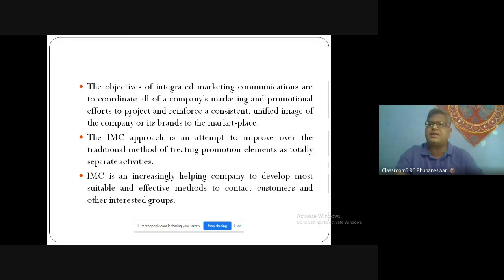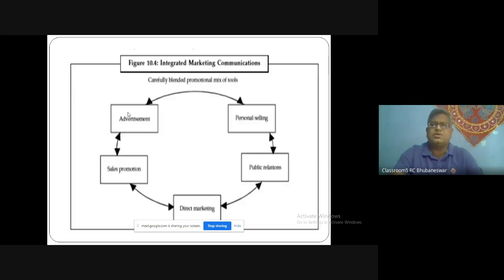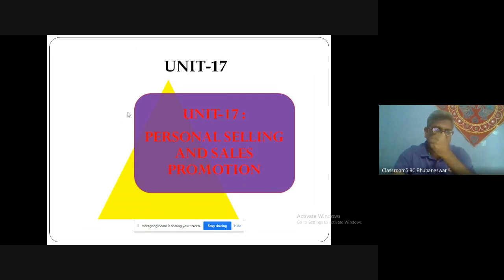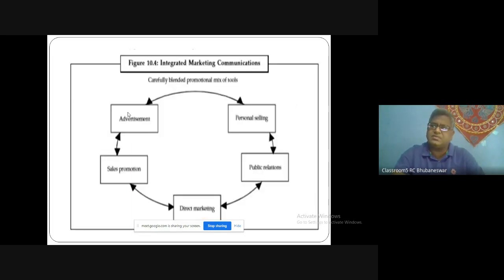If you talk about integrated marketing communication, it means overcoming and improving the traditional marketing strategy of the promotional elements. It is an effective method to contact customers and interested groups, and to see how they interact with it. In the promotional mix of integrated marketing communication, personal selling is there, public relations is there, direct marketing is there, sales promotion is there, advertisement is there. It means there are two important aspects, advertisement and personal selling, then sales promotion, public relations, and direct marketing. So this is the coverage of integrated marketing communication.